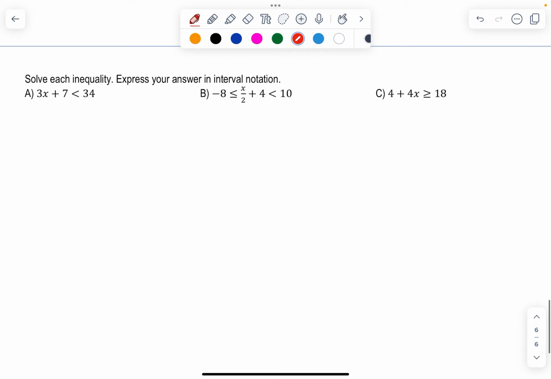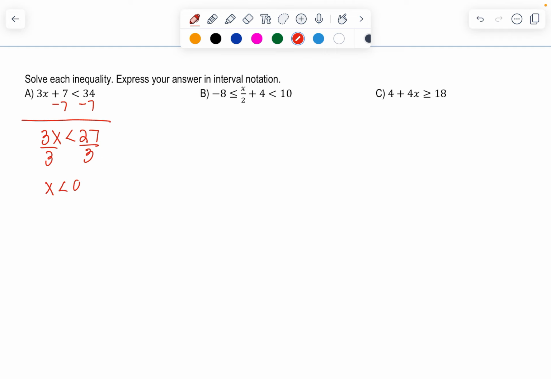All right, lastly, we have solve each of these inequalities and then express your answer in interval notation. To solve them, you solve them just like an equation. But if you divide or multiply by a negative, you have to remember to flip the inequality symbol. On the first one here, I'm going to subtract 7 from both sides and then divide by 3. 3x is less than 27, divide by 3. x is less than 9, and then write that in interval notation.